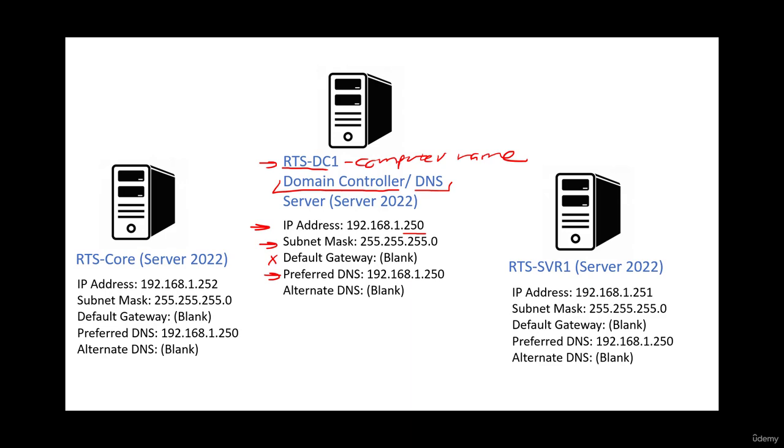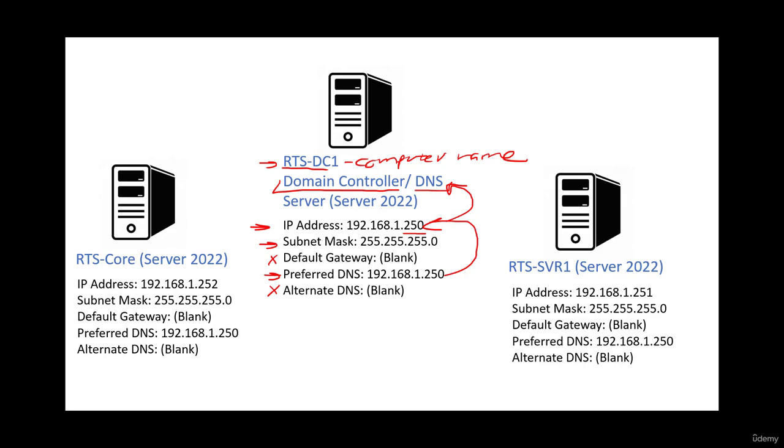The preferred DNS server. Notice these addresses are actually the same, 192.168.1.250, because this machine will actually install DNS on itself, and it's going to be its own DNS server in our environment. And for now, I will only have one DNS server, so the alternate will actually be blank.